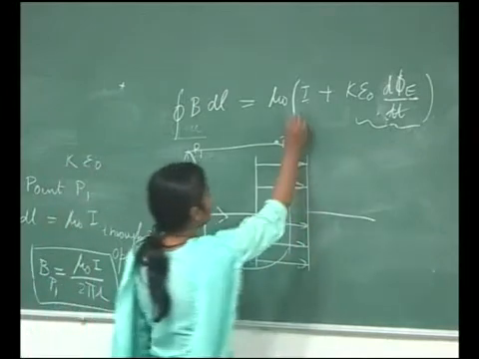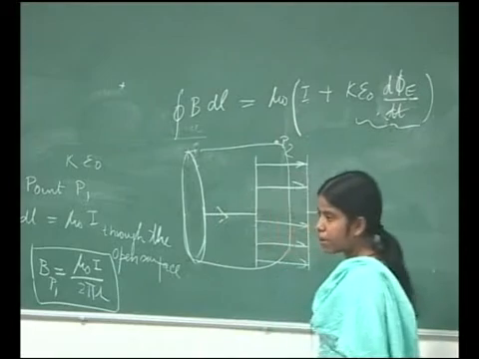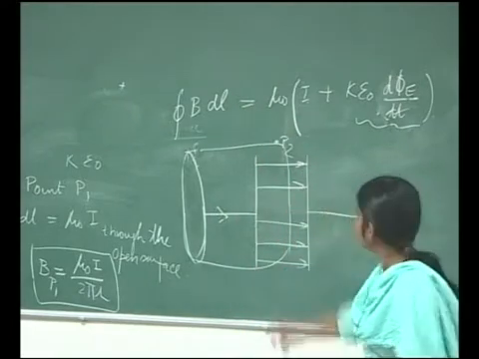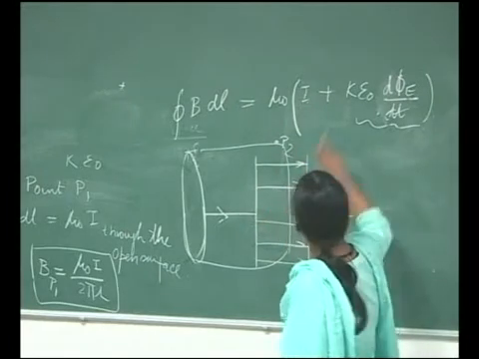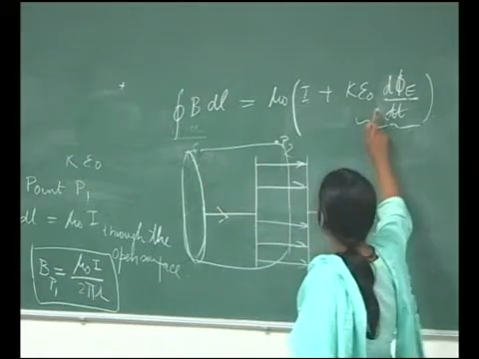So, it means my first term goes to 0 at point P2. My first term is 0 at point P2 because there is no current. At point P2 there is no current coming out. So, first term goes to 0. Okay. Now, let us look at the second term.